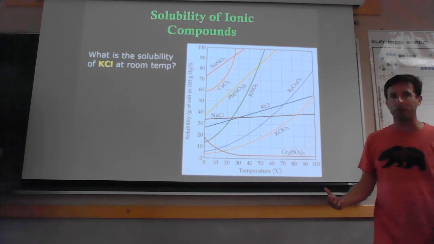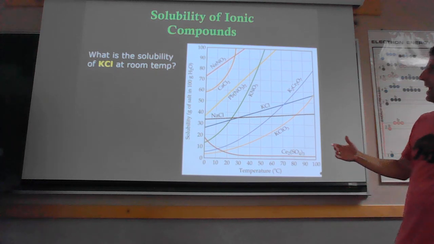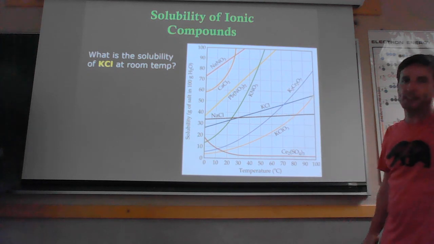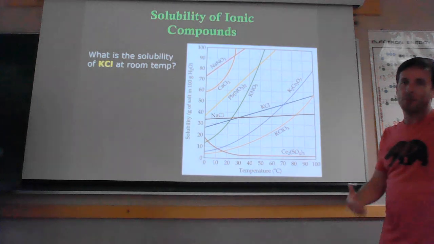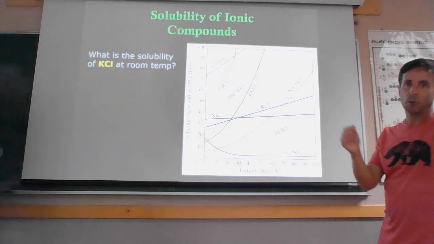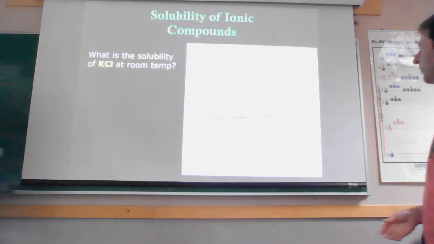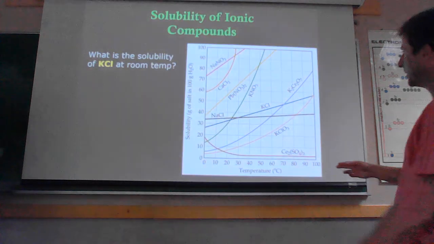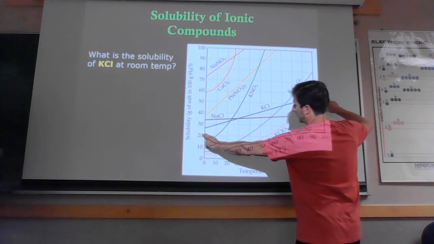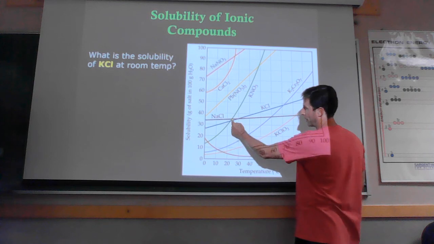So let's read the graph a little bit. If I wanted to use this graph to determine the solubility of KCl at room temperature, I'd say, first of all, what's room temperature? That's 25 degrees Celsius. I'd have to find KCl on the graph, which is this blue line right here. At 25 degrees Celsius, go up to the blue line.